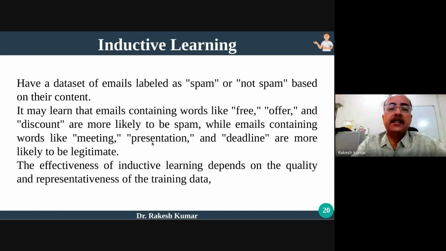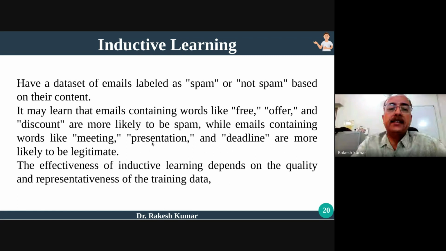For example, it may learn that emails containing words like free, offer, discount are more likely to be spam, while emails containing words like meeting, presentation, deadlines are more likely to be legitimate, because generally these spam mails offer you something free, or some discount, or some lottery. These intelligent machines will analyze all those mails which have been labeled as spam and identify what is common in them. Then it will learn that if these types of words are present, then these are spam mails.